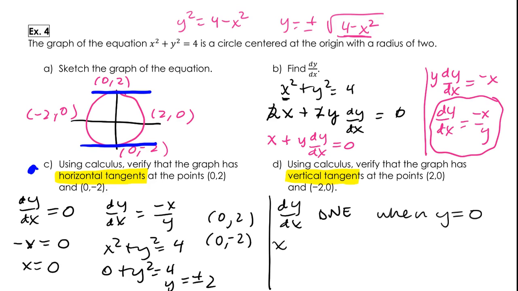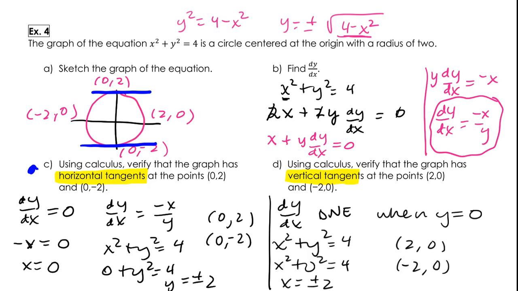Okay, so now I'm going to take the equation x squared plus y squared equals 4, and I'm going to go ahead and replace y with 0, giving me an x of plus or minus 2. So now I'm going to have (2, 0) and (negative 2, 0), and that's exactly what they said up above. At (2, 0) and (negative 2, 0), we'll have vertical tangents.